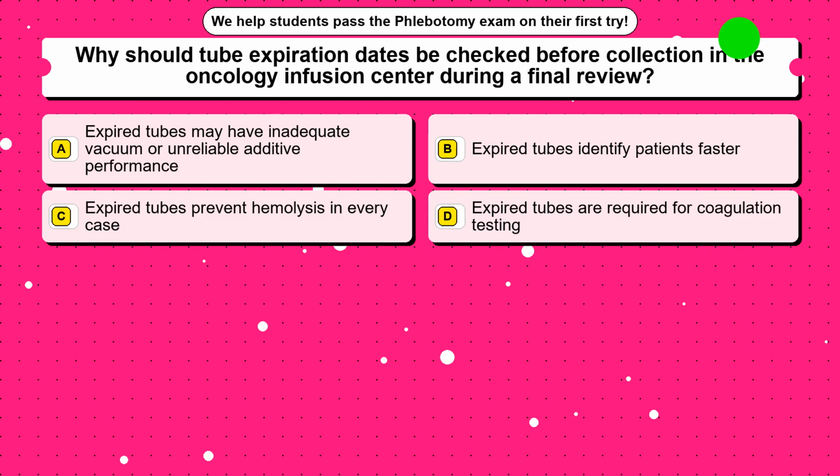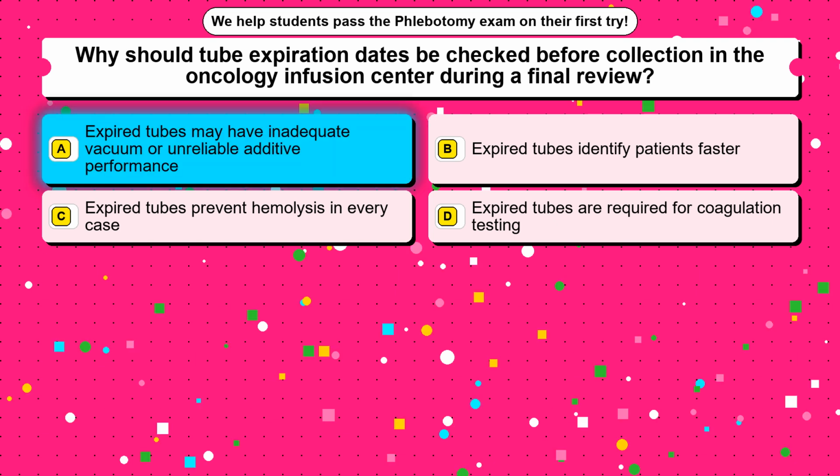Question 65. Why should tube expiration dates be checked before collection in the Oncology Infusion Center during a final review? Option A, expired tubes may have inadequate vacuum or unreliable additive performance. Option B, expired tubes identify patients faster. Option C, expired tubes prevent hemolysis in every case. Option D, expired tubes are required for coagulation testing.